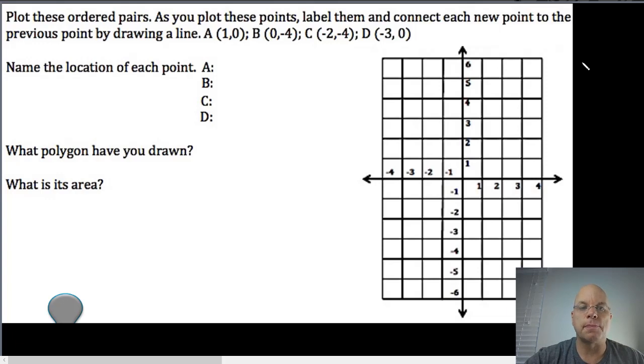13, plot these ordered pairs. As you plot the points, label them and connect each new point to the previous point by drawing a line. We plot all ordered pairs by starting at the origin. I'm going to label my x and y axes.